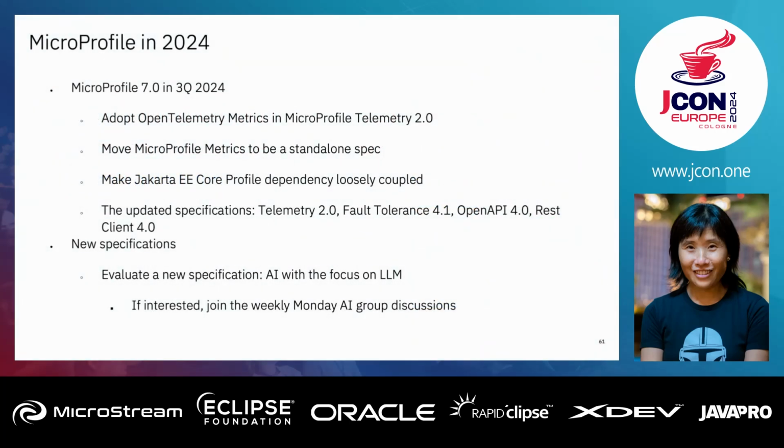We are working on MicroProfile 7, hopefully in Q3 this year, with updated Telemetry, Fault Tolerance, OpenAPI, and REST Client. And then, most importantly, we currently have an interest group, MicroProfile AI. We meet every Monday, but not next Monday, at 5 p.m. CEST. Also, I have another talk after the break, in Cinema 5, about AI for Java developers. I will talk more about this working group as well. This is an interest group as well.